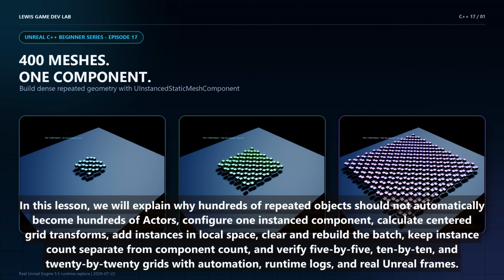In this lesson, we will explain why hundreds of repeated objects should not automatically become hundreds of actors, configure one instanced component, calculate centered grid transforms, add instances in local space, clear and rebuild the batch. Keep instance count separate from component count, and verify 5x5, 10x10, and 20x20 grids with automation, runtime logs, and real Unreal frames.